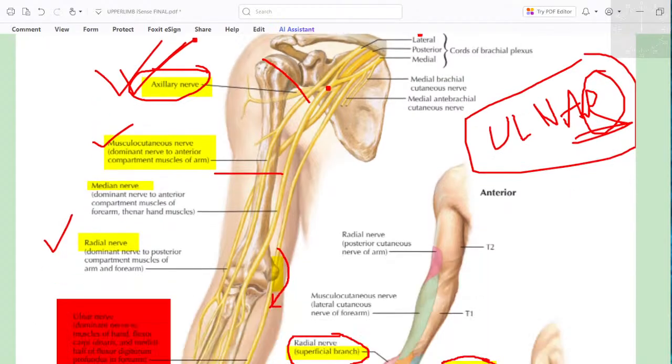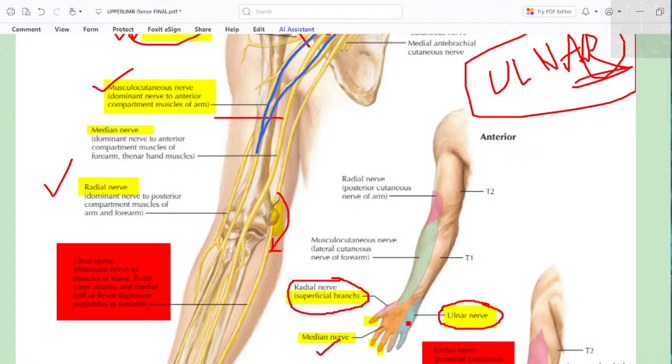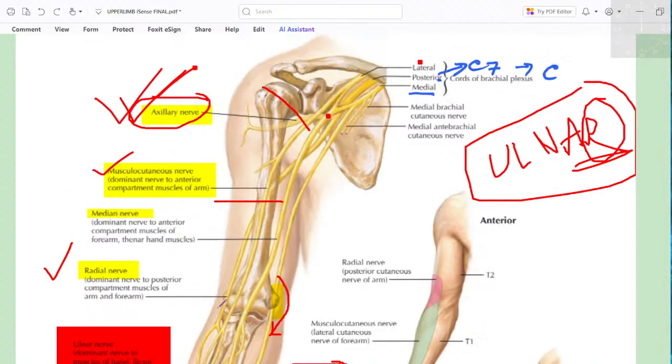Now we will see a gross idea about their orientation. See, this is the lateral cord, posterior cord, and the medial cord. The posterior cord is dedicated to C7, which represents Cristiano Ronaldo, who always remains in the middle. But the lateral one is coming laterally and then coming anterior. This is overall a gross idea about the orientation.